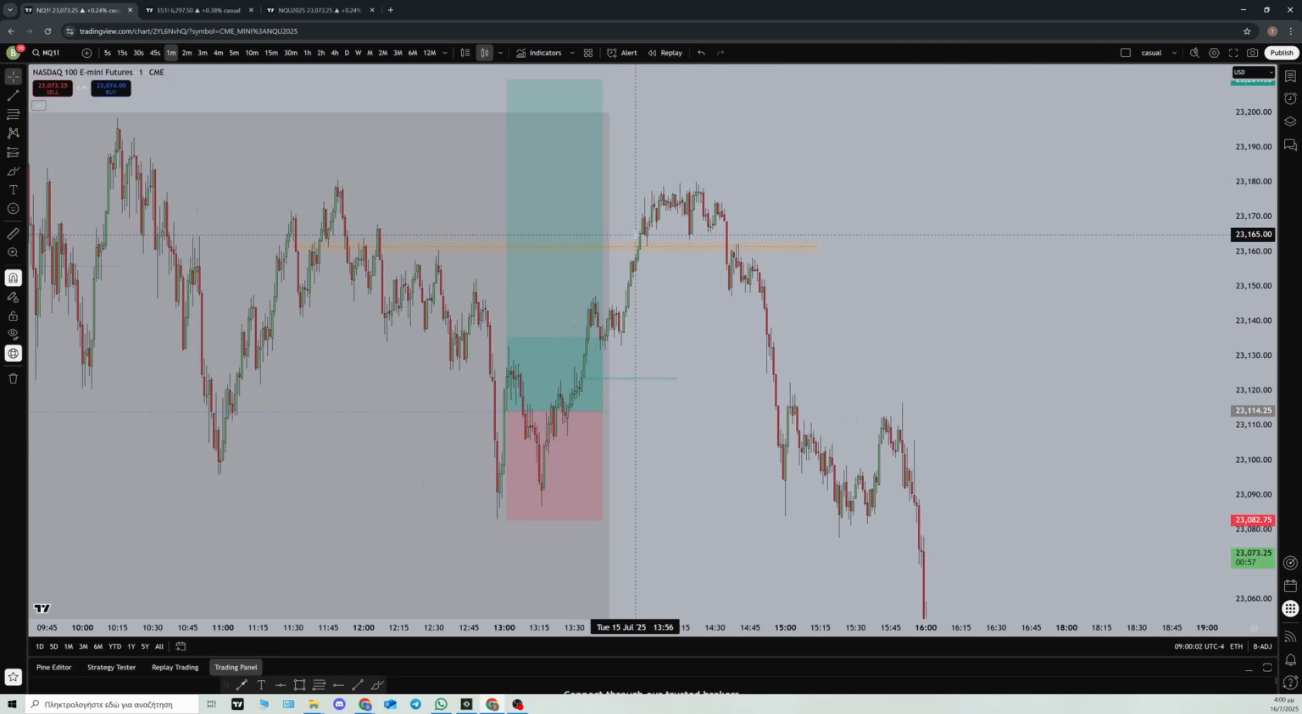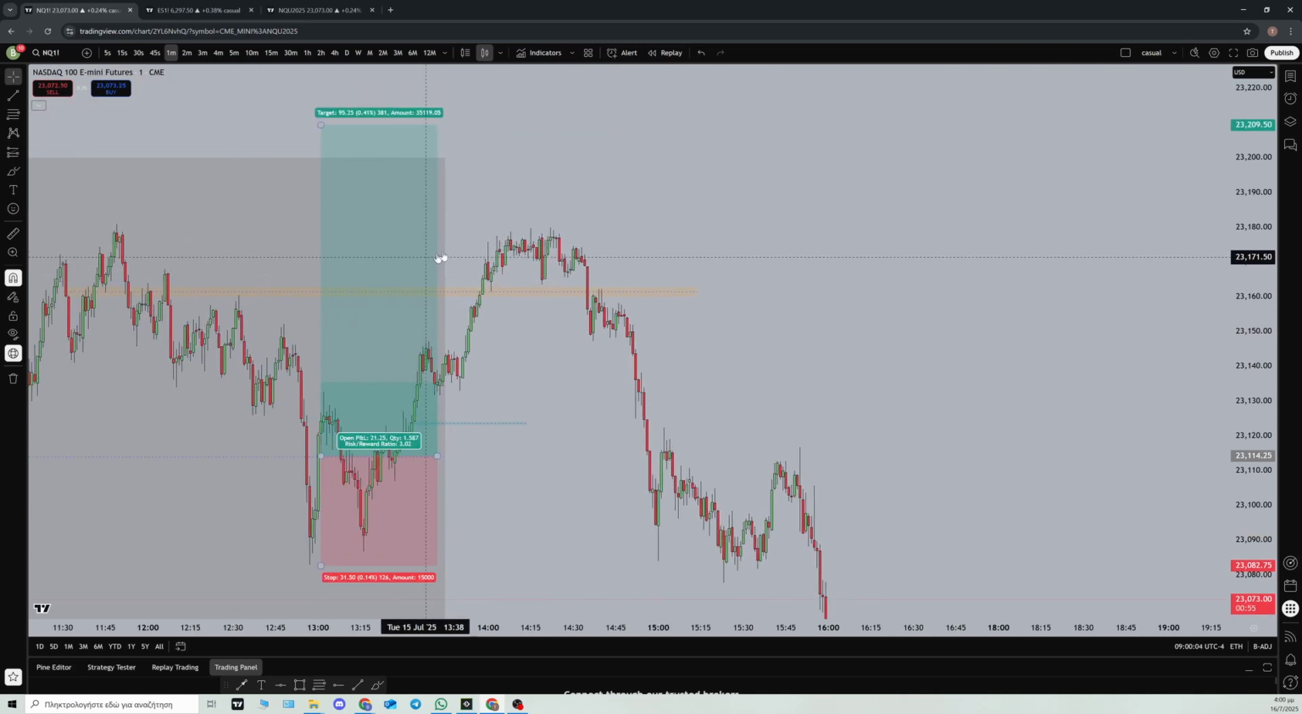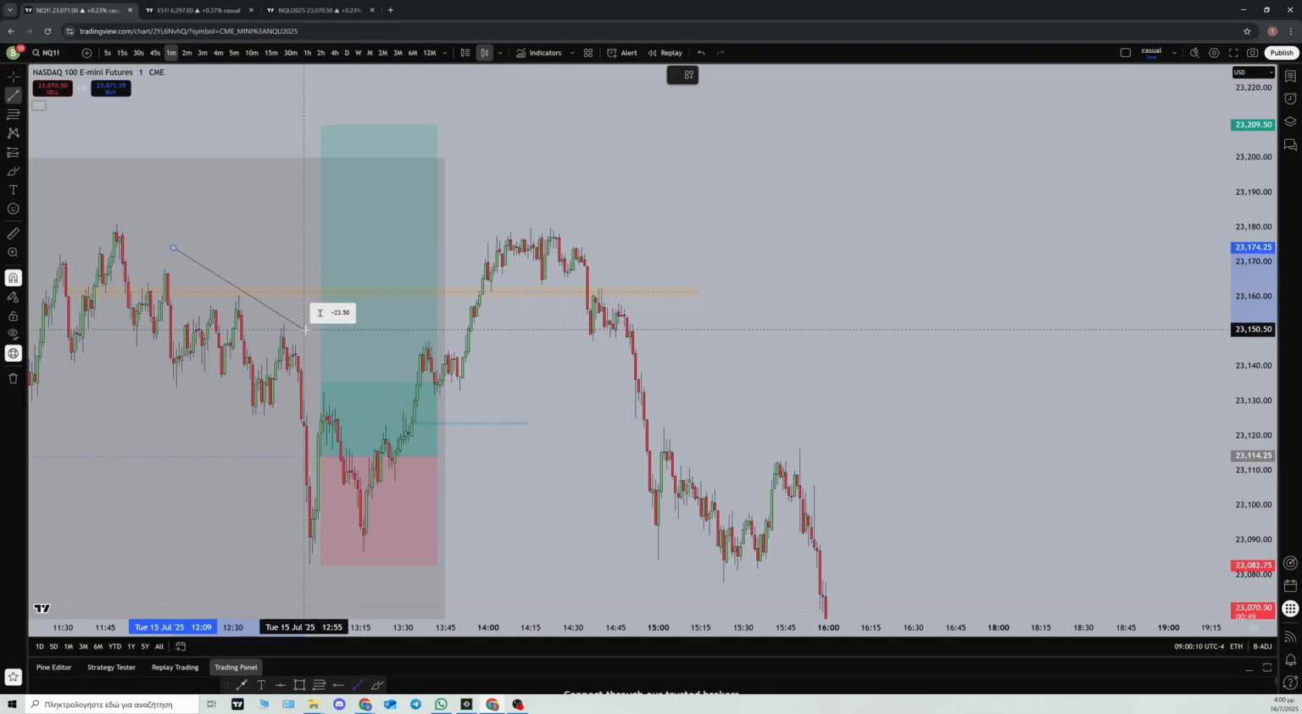And look now. What does price do here? We take all this buy side here. And after taking the buy side, what does it do? It makes a PDRA on our predetermined level, our first gap of the lunch session.